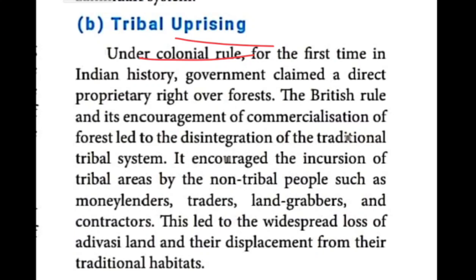For the first time in Indian history, the British government claimed a direct proprietary right over the forest. They got a right over the forest. In the forest, they were going to clear the forest, cut down the trees, and construct some buildings, so they were going to utilize it. For that, the British government claimed direct proprietary, in the sense ownership. Proprietary means ownership.